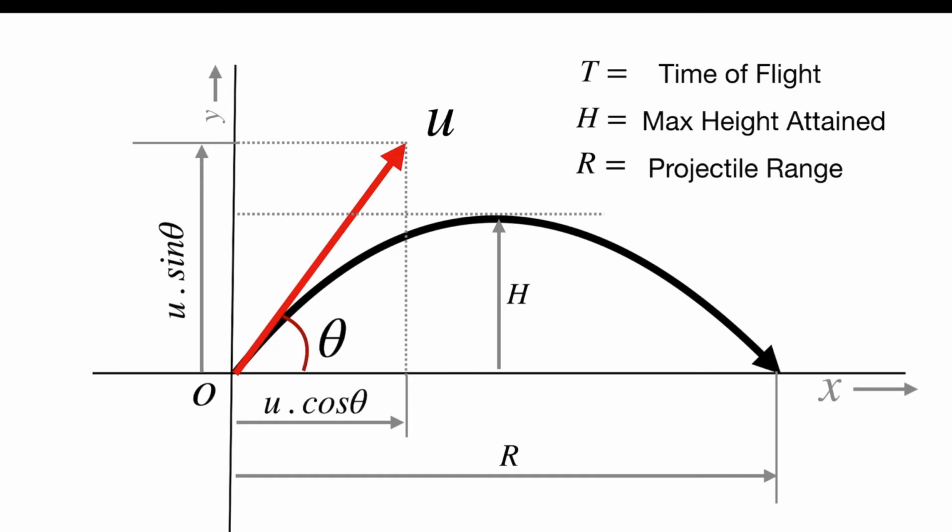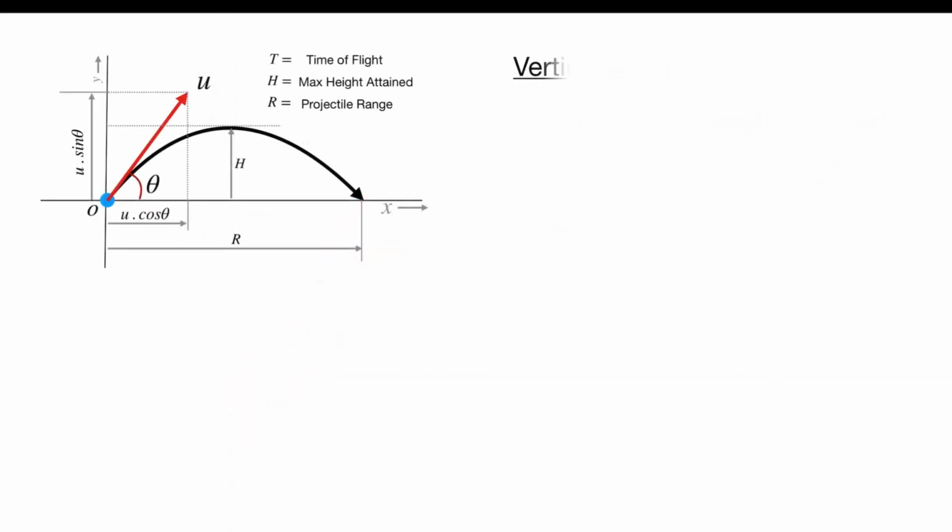So here the given projectile motion can be represented by two independent motions. Remember, it's two independent motions in x and y direction. So x direction motion starts with initial velocity u cos theta and y direction with u sin theta. So now let's analyze this motion in x and y direction. First we will analyze this motion in vertical direction, which is the y-axis.